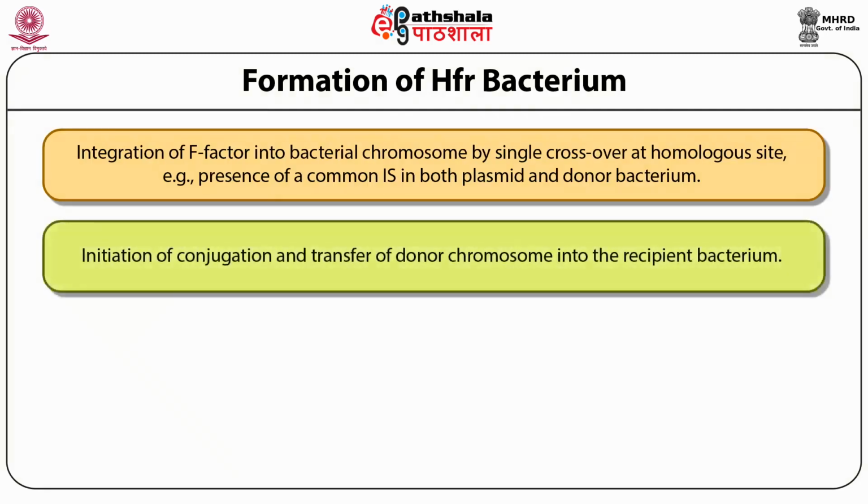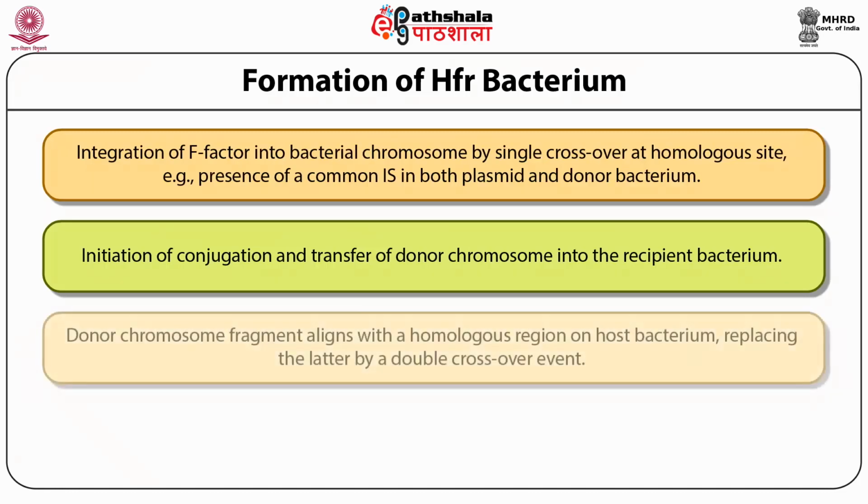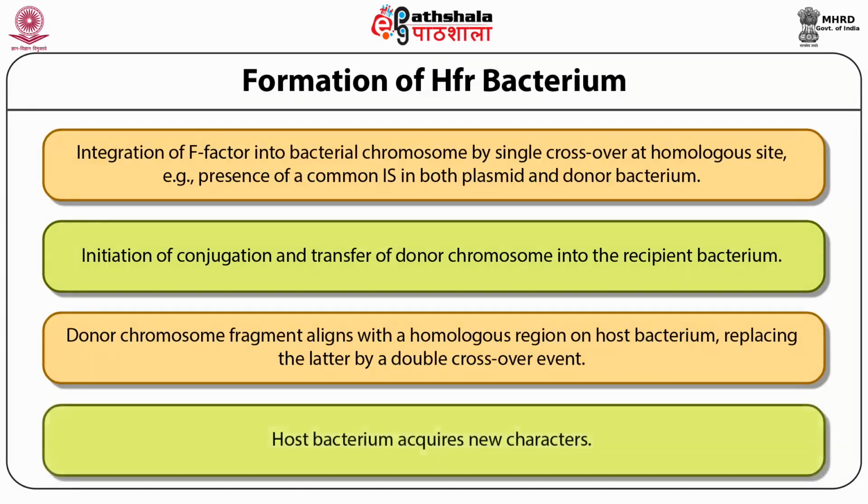Initiation of conjugation and transfer of donor chromosome into the recipient bacterium takes place at the site of origin, and the donor chromosome fragment, then having reached the recipient cell, aligns with the homologous region on the host bacterium, replacing the latter by a double crossover event, and the host bacterium acquires new characters.